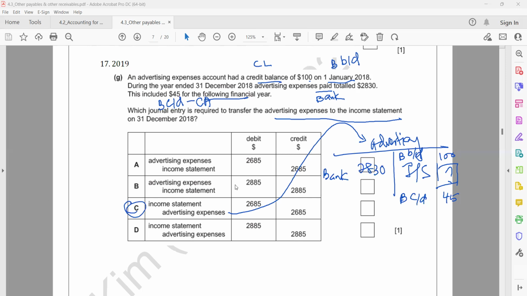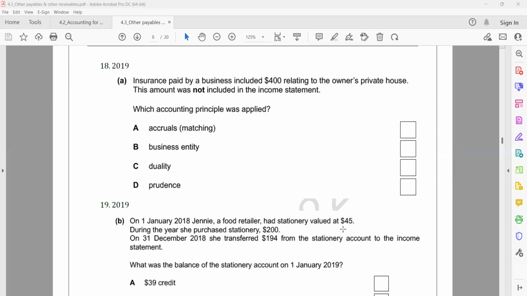Okay, now next. Okay, 18. Insurance paid by a business include 400 relate to owner's private use. What is the account? What is a private use account? What is the account for private house, private use? What is the account record this private house? Business entity. Drawing. Drawing account. Okay, now next.